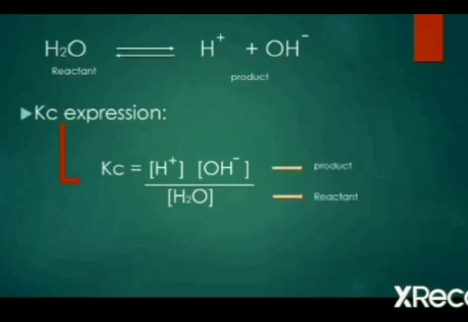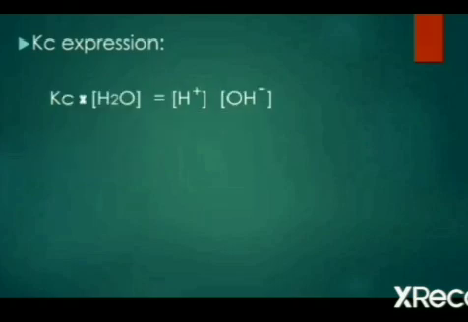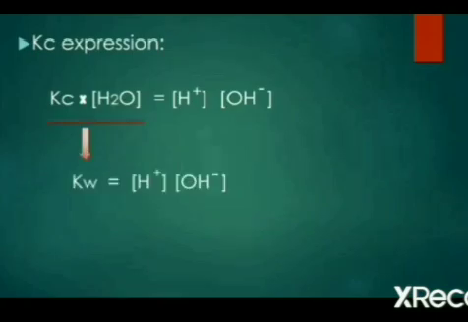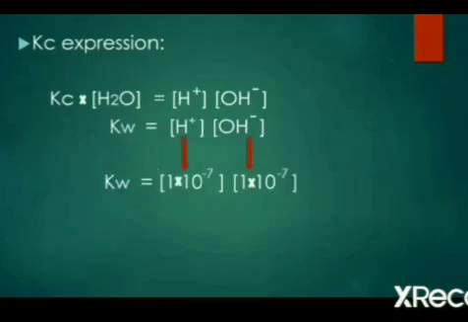By cross multiplying, what will we get? Kc multiplied by water, and this remains constant. So we get Kc multiplied by water is equal to H plus ions times OH minus ions. Kc times water becomes Kw, so Kw is equal to H plus times OH minus. This Kw is the ion product of water.